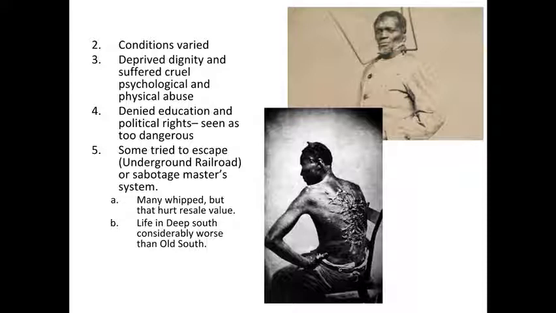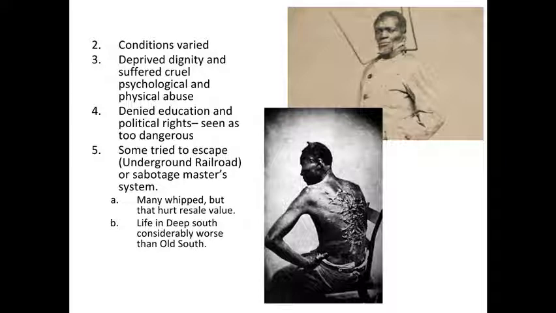Some tried to escape through the Underground Railroad, or sabotage their master's system by not doing certain things or by doing something different than what they were told. But many of them were whipped. And if you were whipped and scarred and had these injuries, or if your hand was cut off, or like Kunta Kinte, if your foot was cut off, your value as a slave went down, and you were harder to sell if you needed to be sold. So your resale value went down significantly.